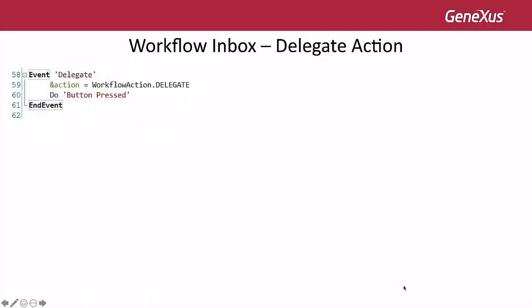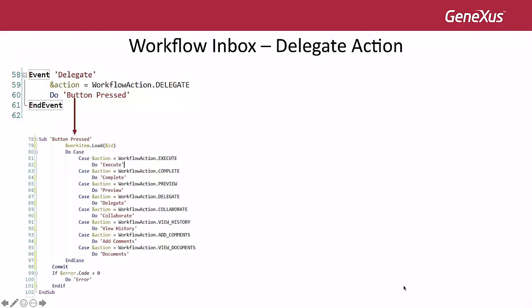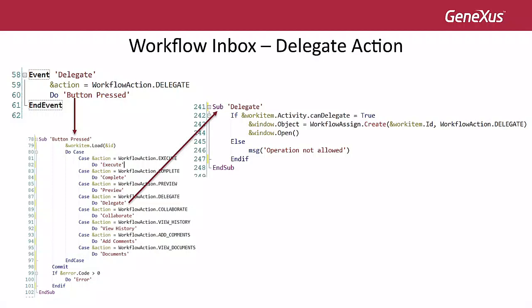Now we are going to see the delegate action of the workflow inbox. If we execute this action, we're going to delegate a work item that we have in our inbox to another person. To do so, in the event delegate, as well as other actions, it will assign the workflow action, but with the value delegate, into the action variable, and then execute the subroutine button press. In this subroutine, it will load the ID of the work item selected in the grid to the work item variable, and execute the delegate subroutine.